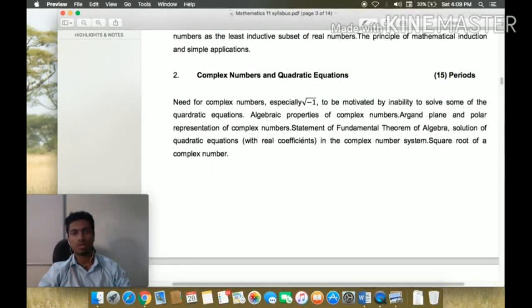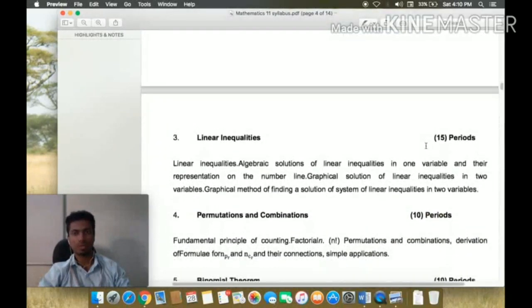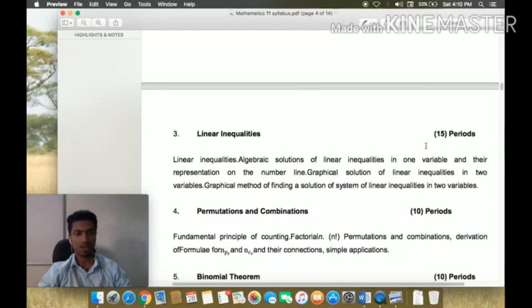Third one is your linear inequalities. We have solved various equations, but we haven't solved inequalities with greater than or less than signs. We'll be having it in this portion. We'll be solving it algebraically as well as graphically, so two methods we'll be learning to solve inequalities.